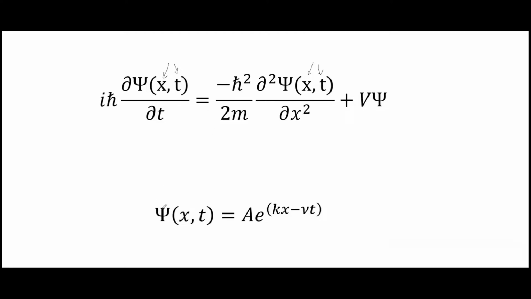And so that gave us a wave function in the form of something like this, where we had A, which is some amplitude, times e to the power of kx minus nu t, where k was our wave number, that had units that were 1 over meters, and nu was our angular frequency, that is 1 over seconds.